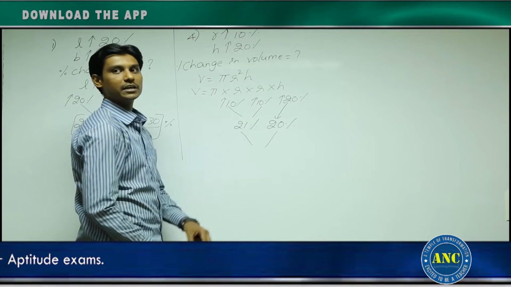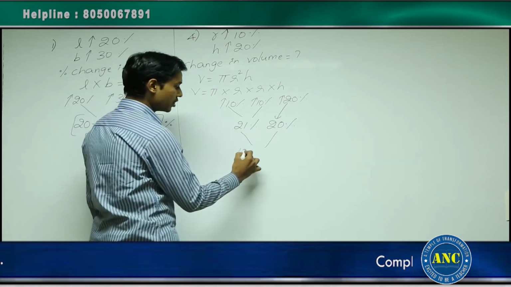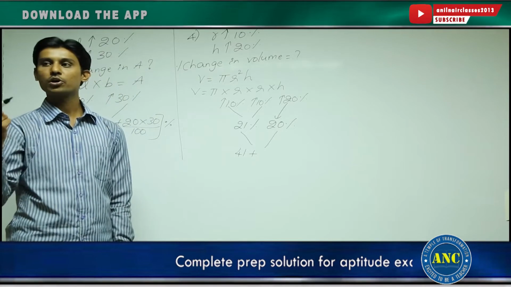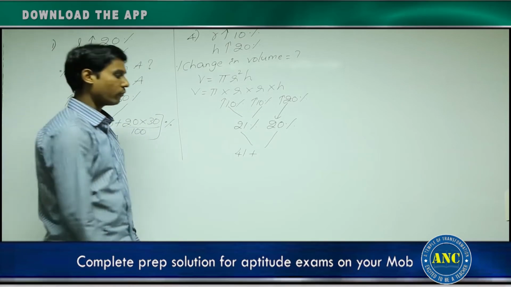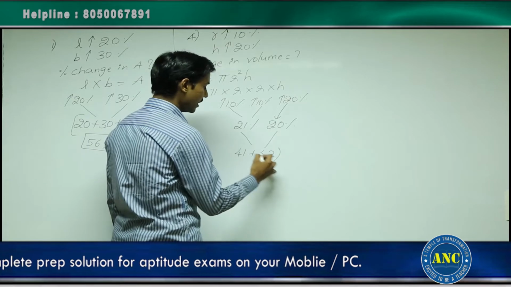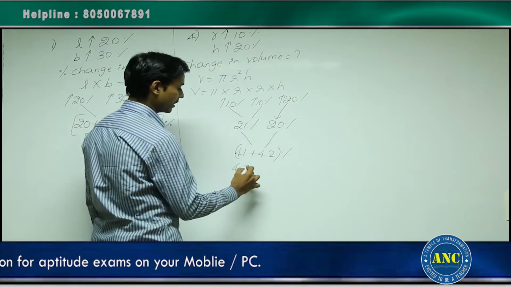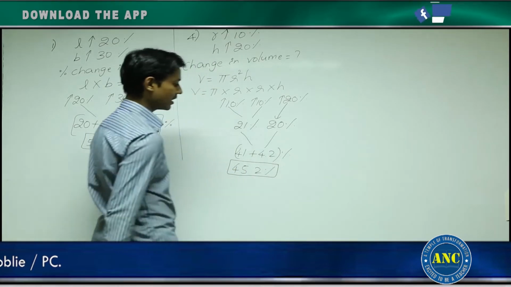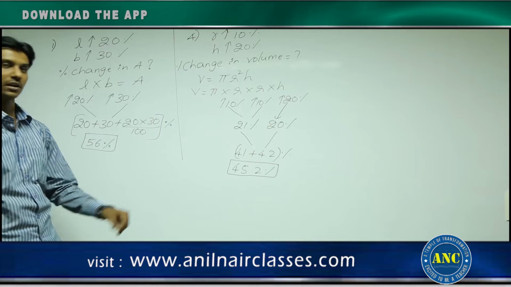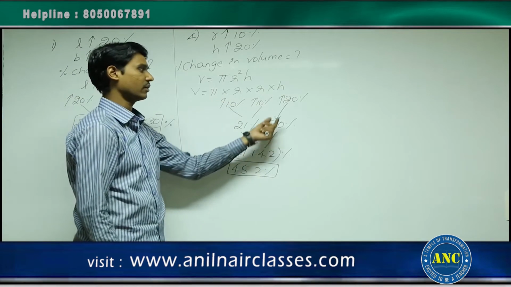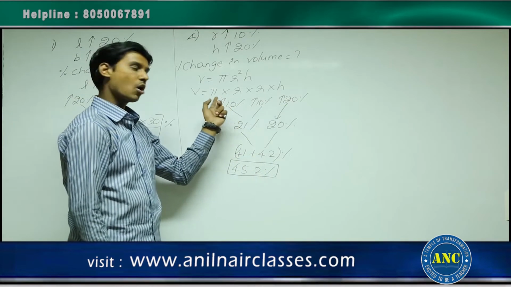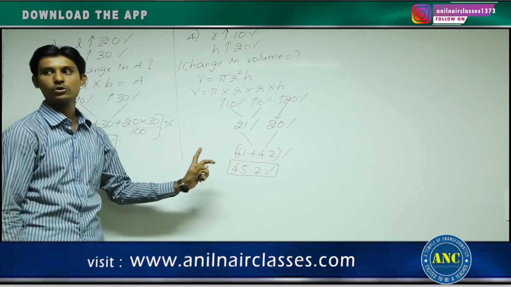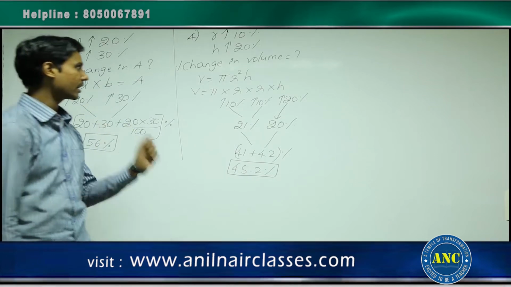21 plus 20 is 41. 21 into 20, how much is it? 420. 420 by 100 is 4.2. So 41 plus 4.2 percentage is nothing but 45.2 percentage. The percentage change in the volume of the cylinder is 45.2 percentage. Instead of doing the first two and then the third, do the last two and then the first, or do the first and third and then the second. However you want, you will still get 45.2 percentage. Clear with the approach? Write down the question.